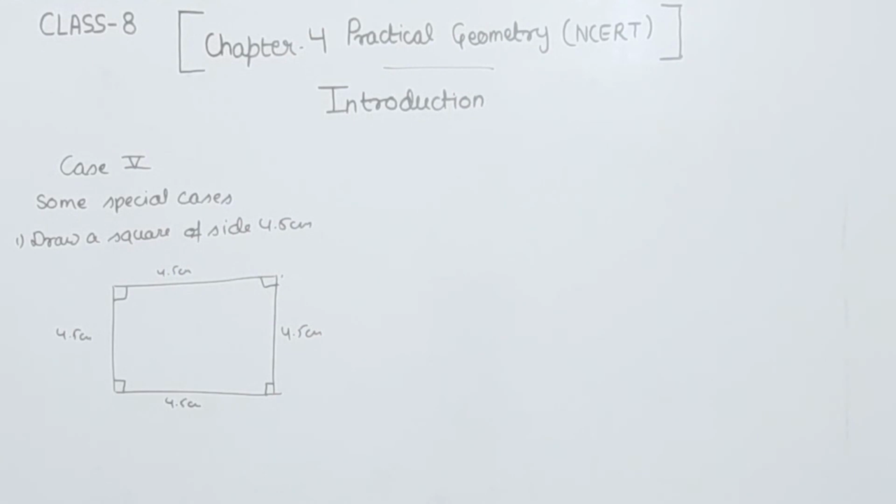These are the special cases. This is the first one and this type of special cases we can have. In this one we use 5 measurements in our work. This is the special case, case 5. So with this one we have completed the introduction of the chapter. In the next video we are going to start with the exercise 4.1.